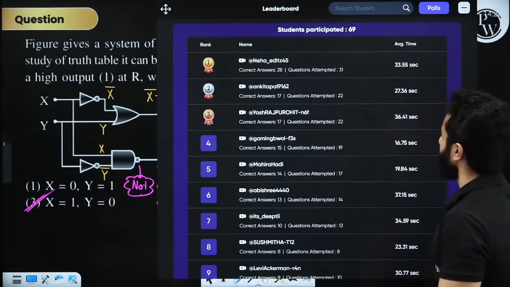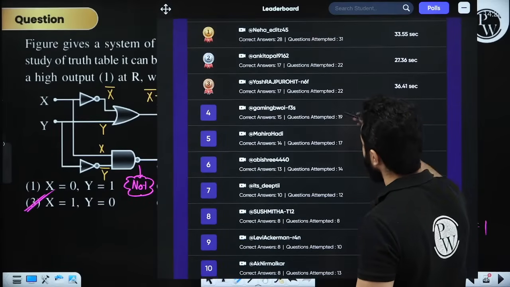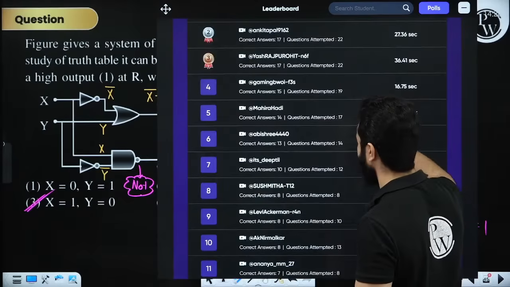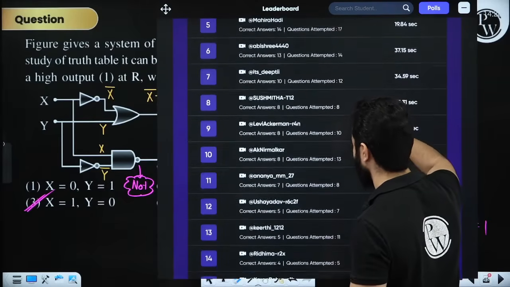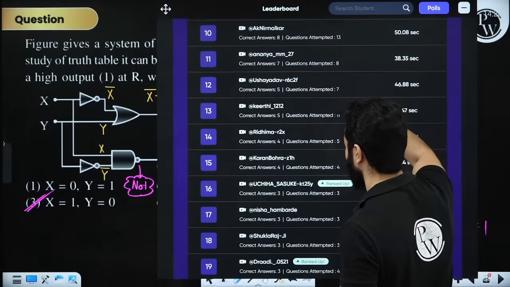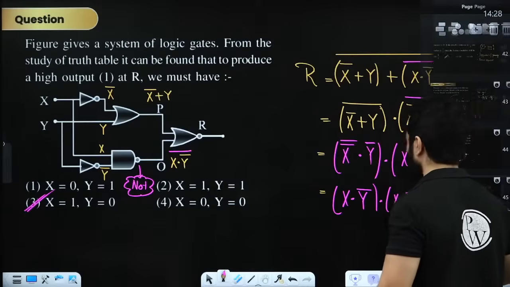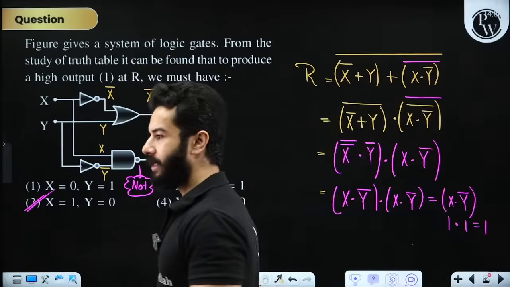This is your leaderboard. Very good. Neha, Ankita, Yash, Gaming, Mahira, Abhishri, Dipti, Sushmita, Levi, Nirmal, Ananya, Usha, Kirti. Very, very good. Ridhima and Karan. Very good, everyone. Is it fine? Everything's clear till here? No more doubts? Done?